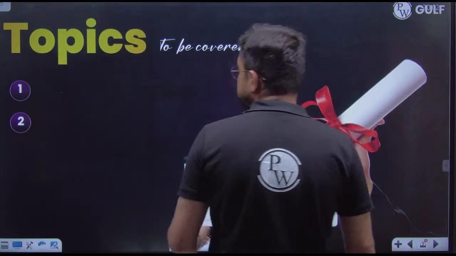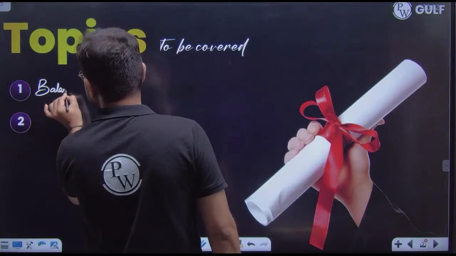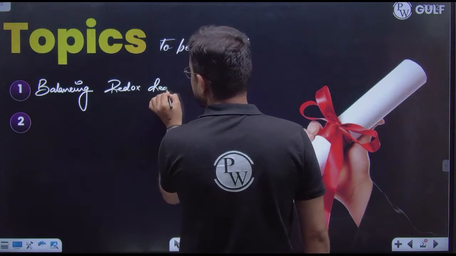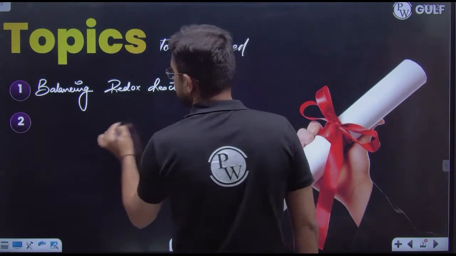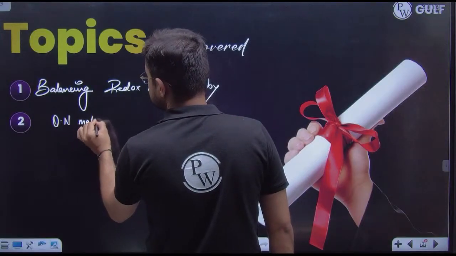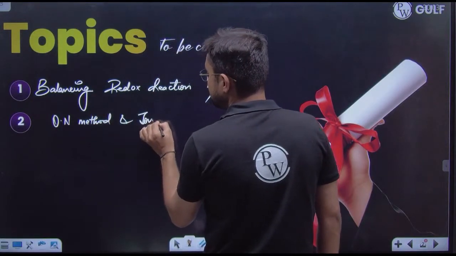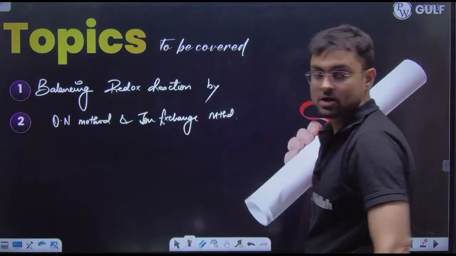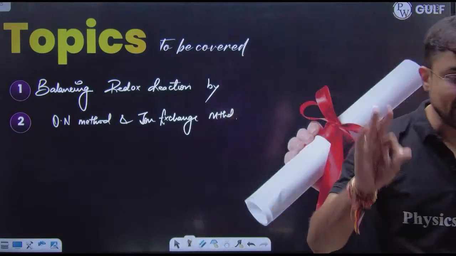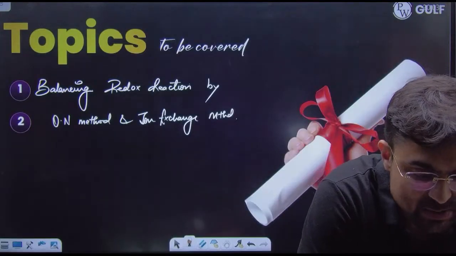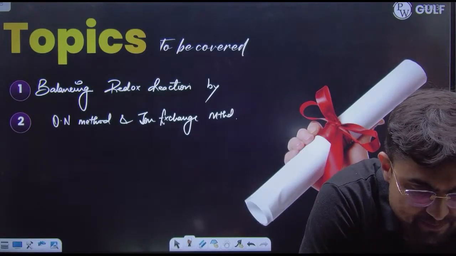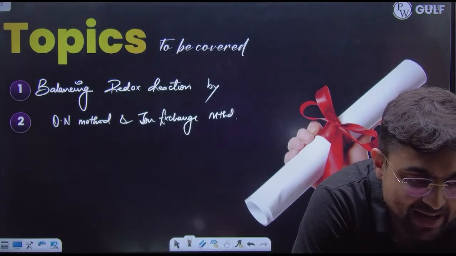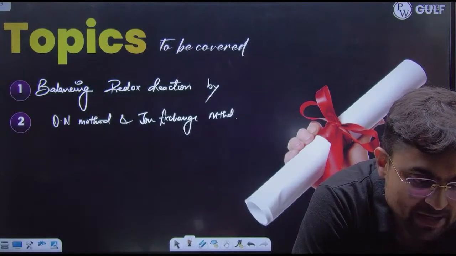Now today guys we will be starting balancing of the redox reaction by the oxidation number method and the ion exchange method. Okay, so today our main agenda is how we can balance the redox reactions. Hi Jeevan, good evening. Hi Sudarshan, good evening. So today our main task is to learn how to balance a redox reaction, and that too by using two different methods.